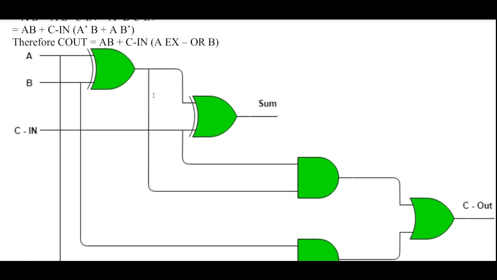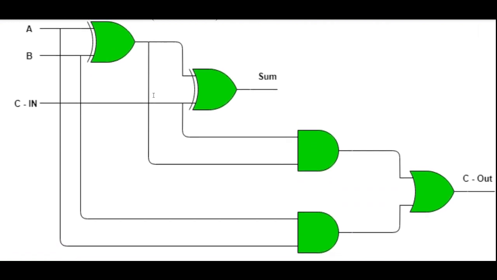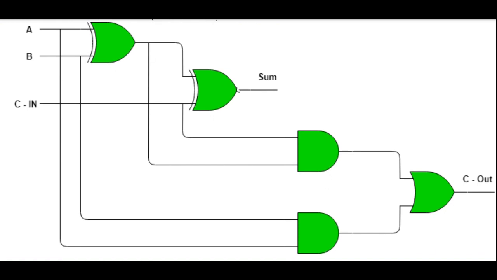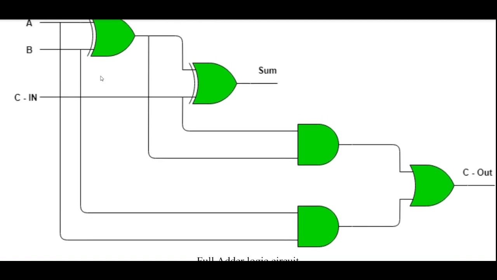Now let's see how to implement this. As we said, the sum is A XOR B XOR C. So we use an XOR gate here with A and B, so we get A XOR B, and another XOR with C, which finally gives the output A XOR B XOR C. Then we need the C out. What is the C out? C out is C into (A XOR B) plus AB. For AB, we can use the AND gate. We take A and B through an AND gate, and the output is AB.